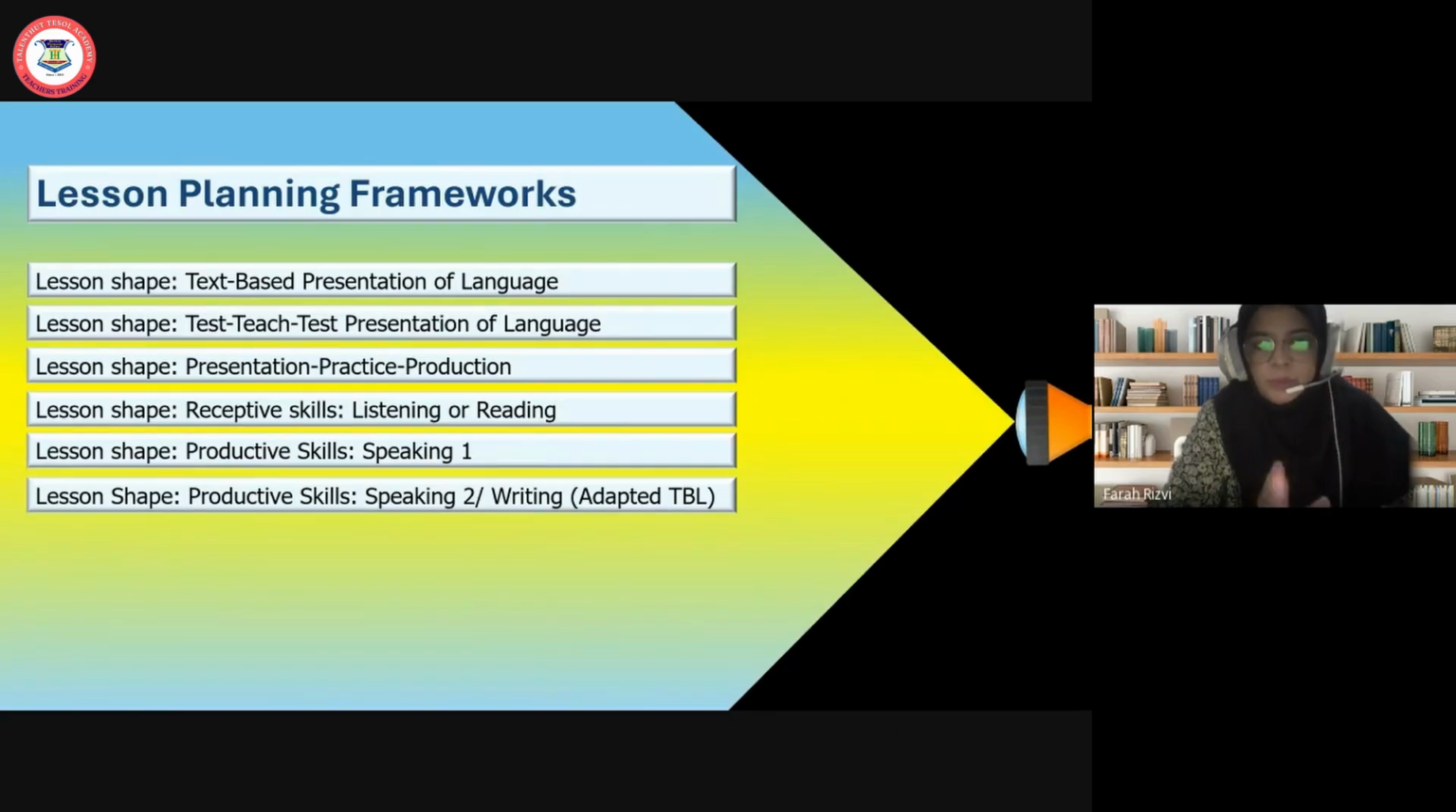Okay, you choose the shape according to the unit you are going to teach. For example, if you are going to teach lexis, you can pick text-based presentation, test-teach-test, and PPP. If you are going to teach grammar, you can pick test-based presentation and presentation, practice, production lesson framework. If you are going to teach functions, you can take test-teach-test, and you can take presentation, practice, production lesson framework.